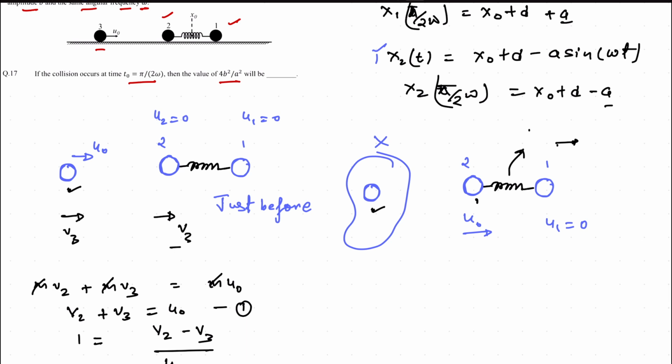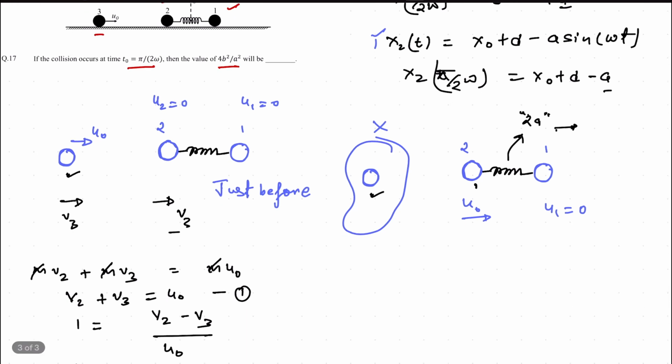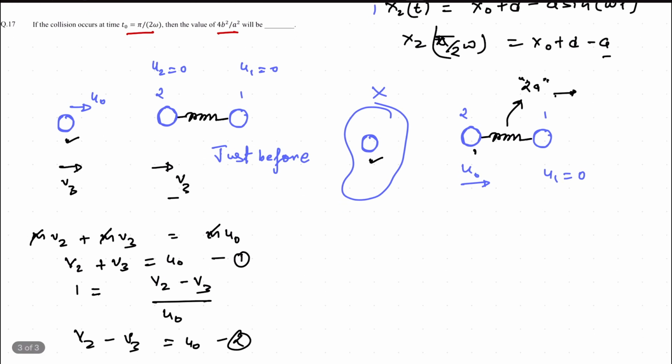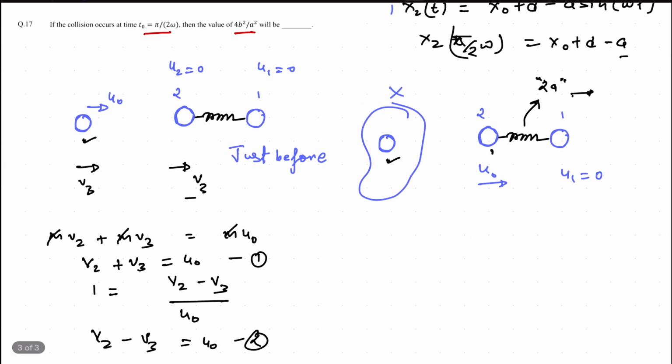That's why the total elongation in this spring is 2a. Now what is going to happen at the maximum compression? Okay, I will tell you what will happen. So look, this is the particle, this is the particle, and this is our spring. They will not go anywhere. They will just keep on moving, right?